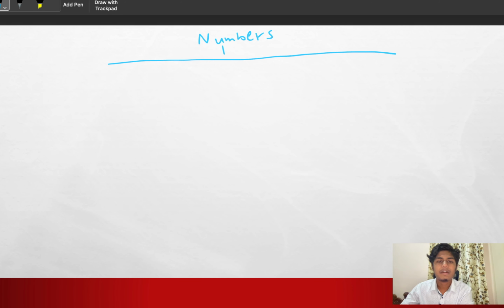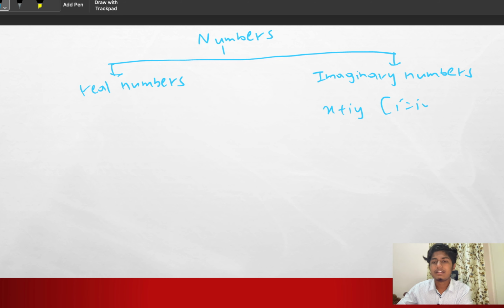Numbers are of two types: real numbers and imaginary numbers. Imaginary numbers are those numbers which are in the form of x plus iota y, where i is iota. All this stuff will be learned in your higher classes, so leave this topic. Let's focus on real numbers. Real numbers are those numbers which are represented on the number line. Any number which is represented on the number line is known as a real number.